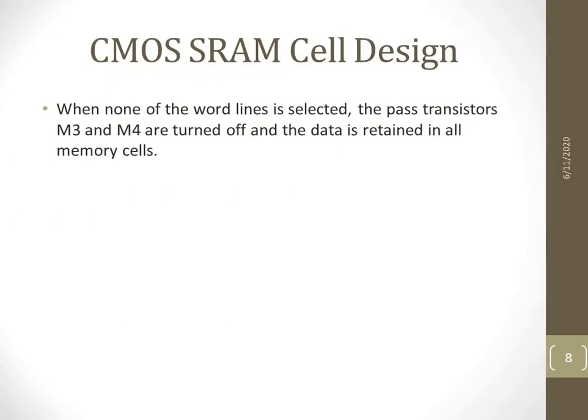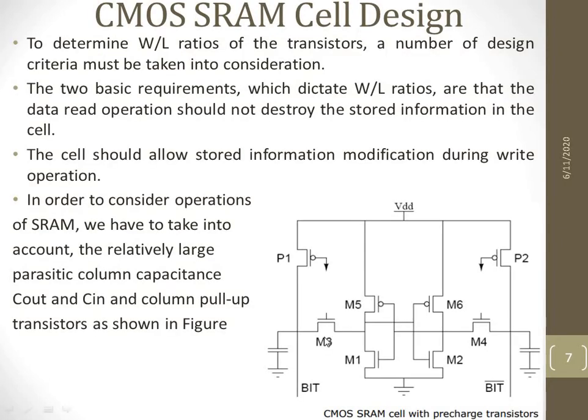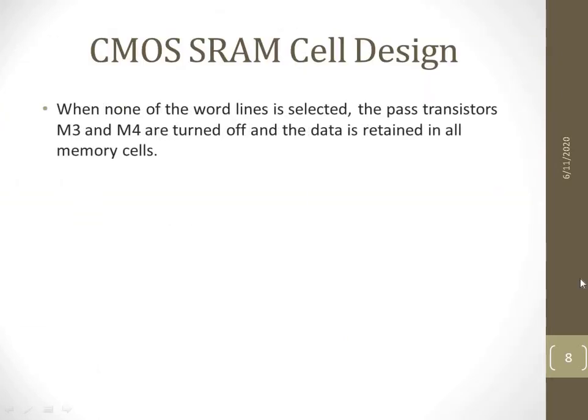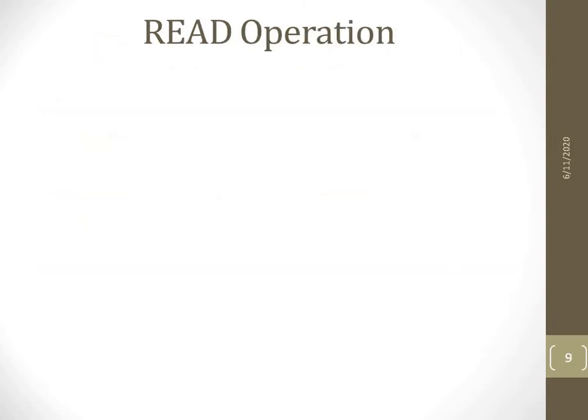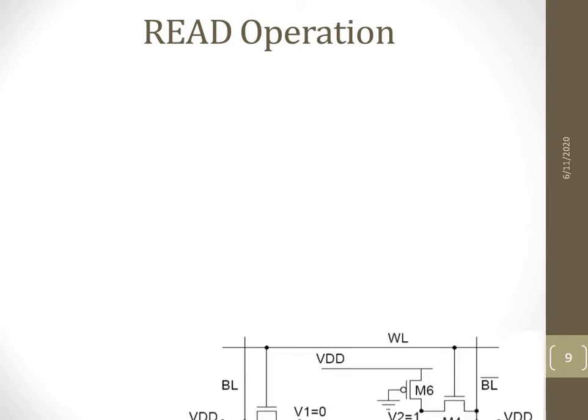When no word line is selected, the pass transistors M3 and M4, you can see here, the pass transistors are nothing but the access transistors, are turned off, because if you are not going to select any of them, then the data is retained in the memory cells as it is. The column capacitances are charged by the pull-up transistors P1 and P2. The voltage across the column capacitor reaches VDD minus the threshold voltage, because at the pull-up we give the supply which is VDD.